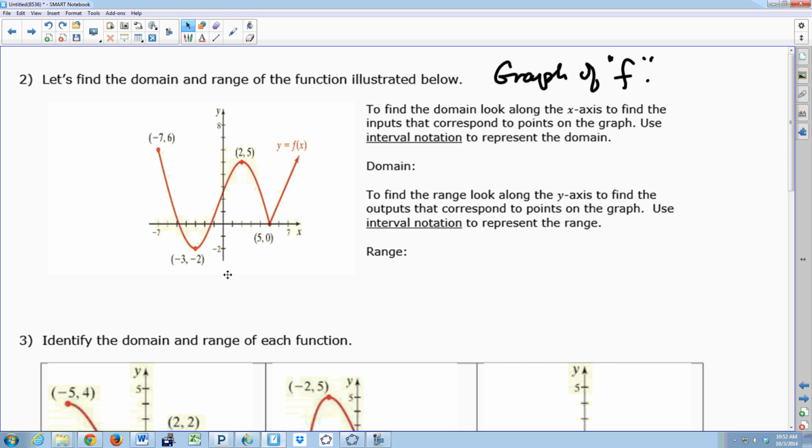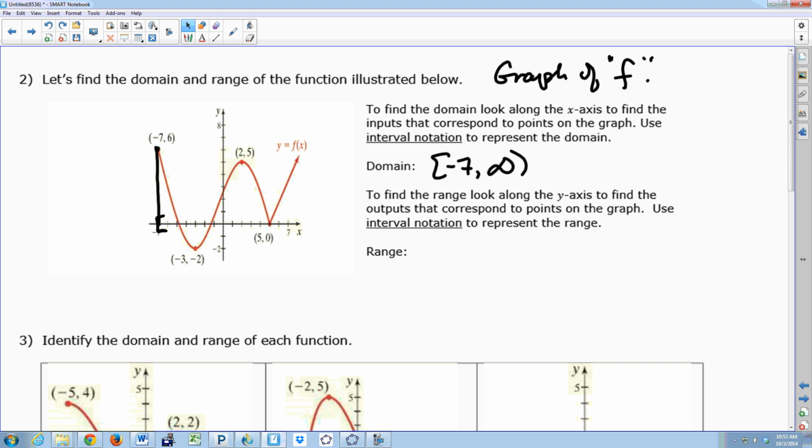So does someone want to give me a guess as to what you think the domain would be for this picture right here, this function? Isabel's said something. Andy, have you had a chance yet? Okay. The bracket -7. Yeah. Perfect. Yep. Because we go all the way to the left, we see that this starts at -7.